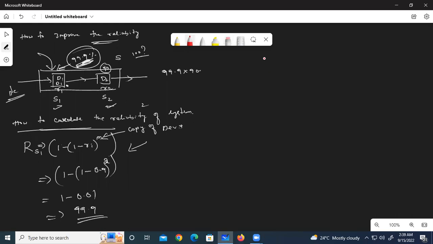So you may ask me, sir, how we got 99? This is the reason we got 99 here. Two devices, that's why M is equal to 2. The Ri value I taken is already 90%, I said, right? So Ri value is 90%, nothing but 0.9. When you calculate this, 1 minus 0.01, you get 99.9%. That's it. So if you connect two devices for this particular stage, reliability is improved.